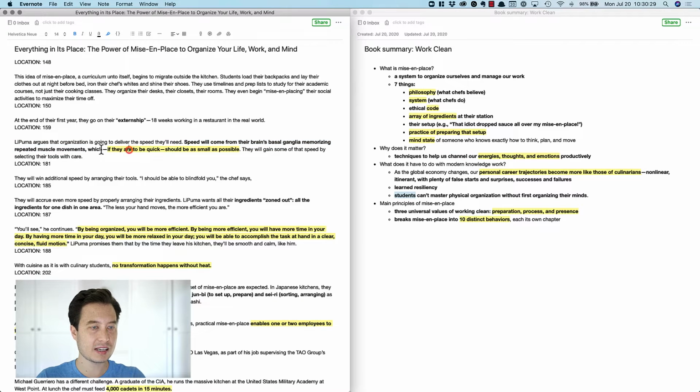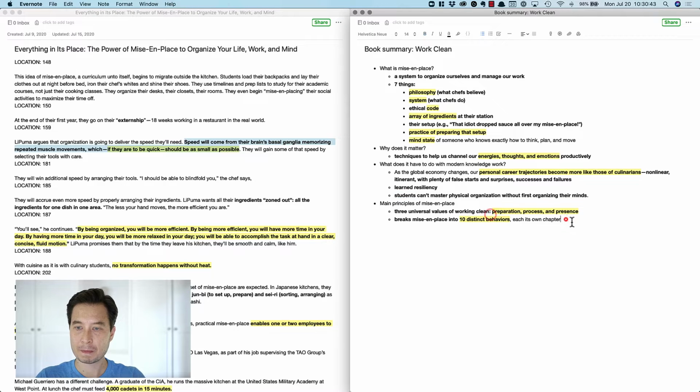But this idea that our habitual movements have to be quick and small is really not something that knowledge workers think about. We don't think about our work as having a manual component, which I think it very much does. So I'm going to put here parallels to modern knowledge work and just stick that there.